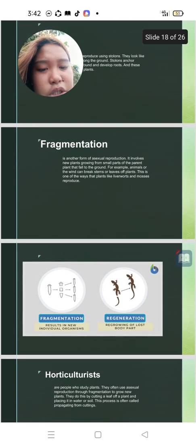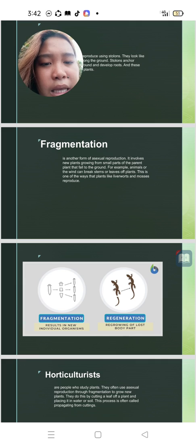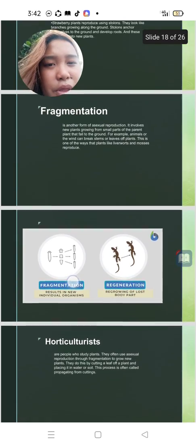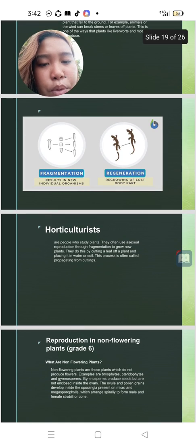Next is fragmentation. So what is fragmentation? It is another form of asexual reproduction. It involves new plants growing from small parts of the parent plant that fall to the ground. For example, animals or the wind can break stems or leaves of plants. This is one of the ways that plants like liverworts and mosses reproduce. So fragmentation results in new individual organisms.